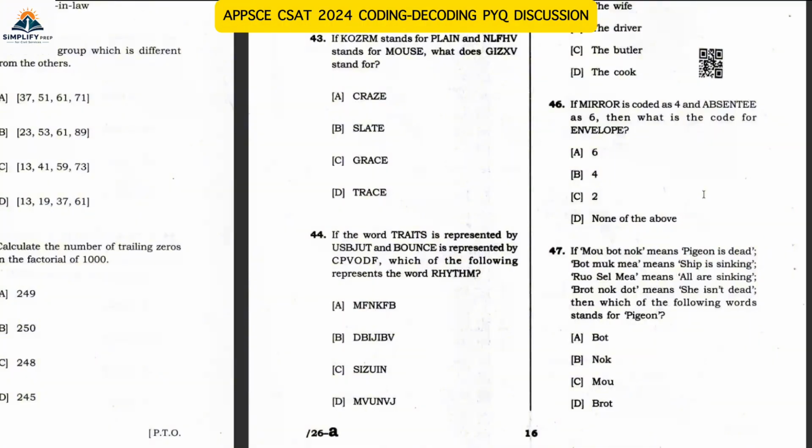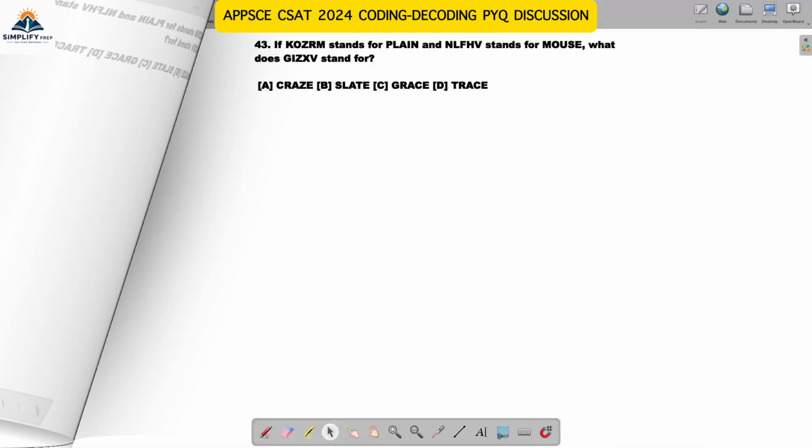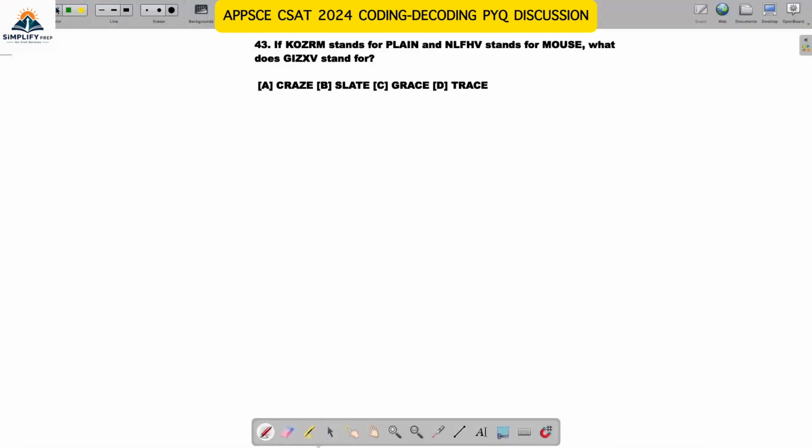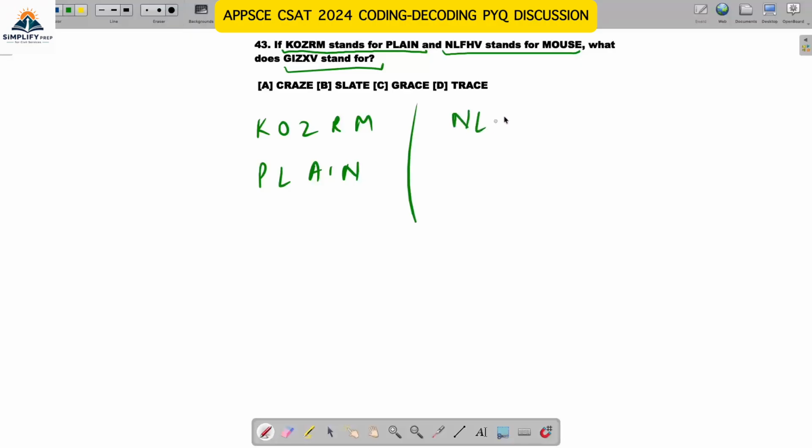So let's take question number 43 first. Always focus on what is given and what is being asked. So what is given in the question? Two codes are given, and one code is given for solving, that is decoding. Examples are that KOZRM stands for plain, and one more example is given that NLFHV stands for mouse.